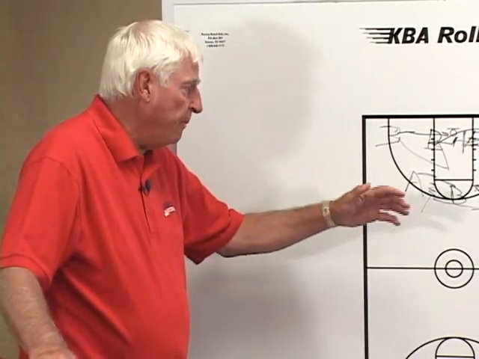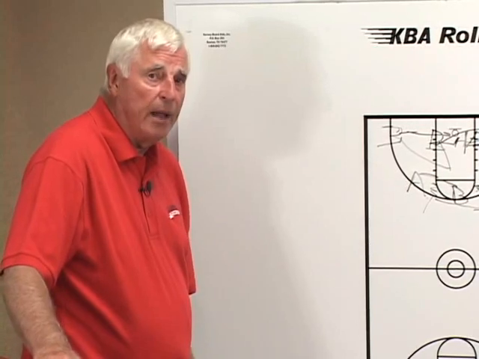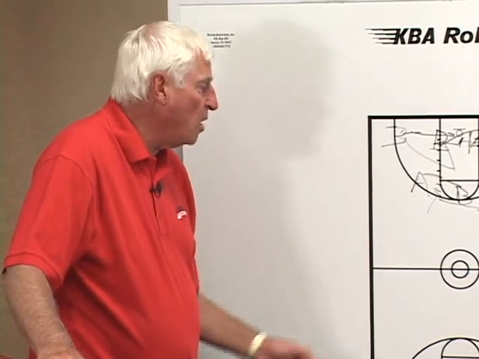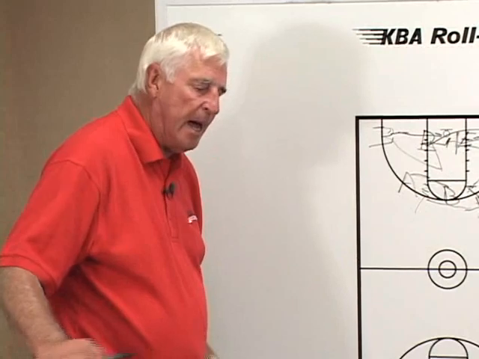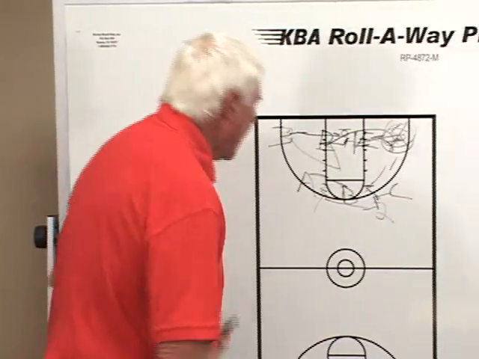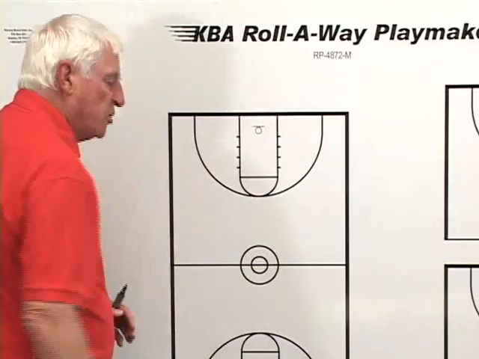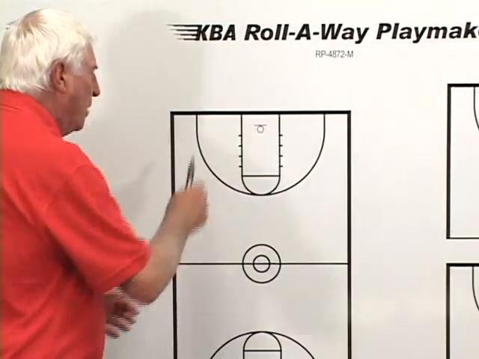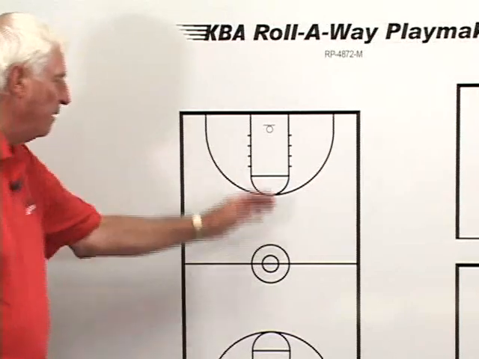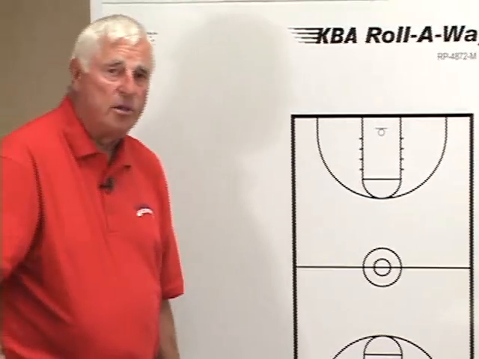We would use the same theory against any zone that would be out there. A 1-3-1 zone, we would have 2 people on top that would be set up to occupy the top of that zone, and then we would play 3 deep, just as we have here against the 3-2 zone.